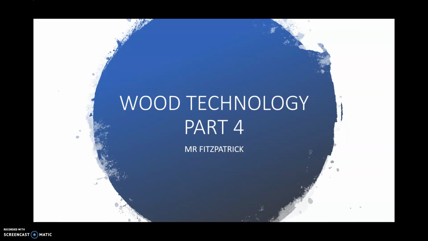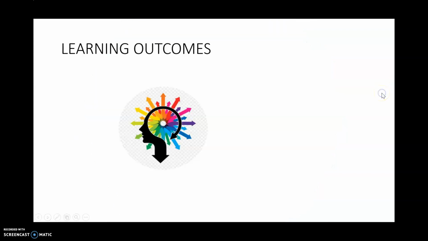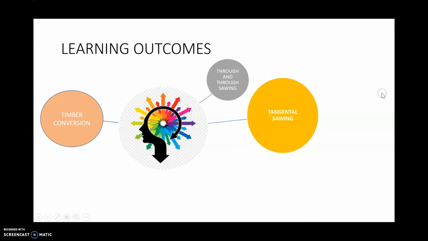In our last video we talked about debarking, forest thinning and general practices that are done to get the log to the sawmill. In this video we're going to talk about when the piece of wood gets to the sawmill. So we're going to talk about timber conversion: true and true sawing, tangential sawing and quarter and radial sawing. This is timber conversion, and these are the three main types we're going to study.